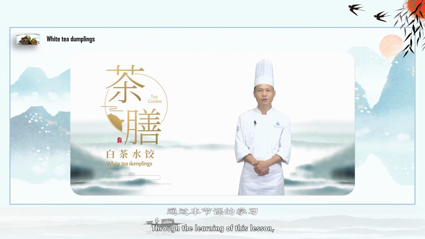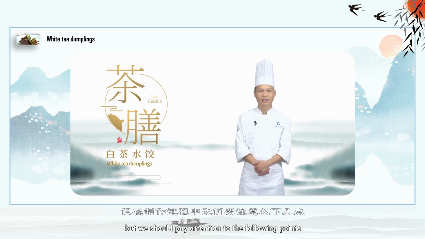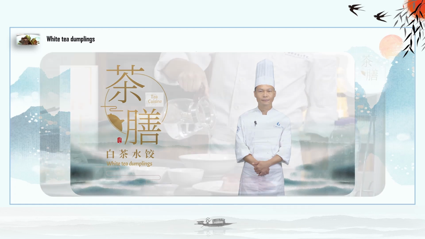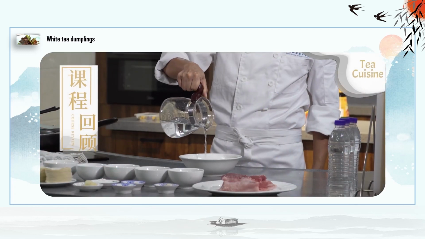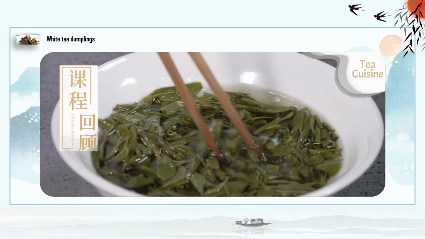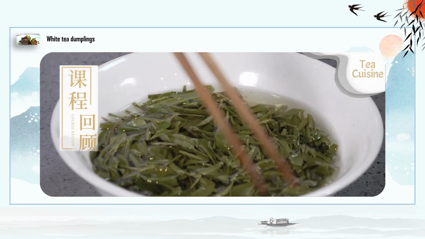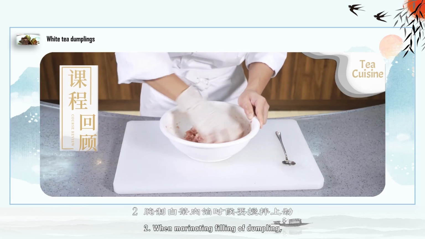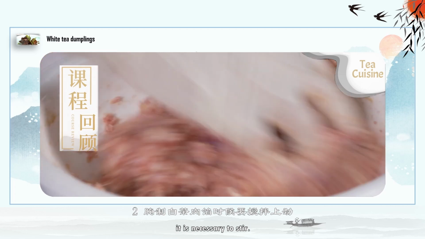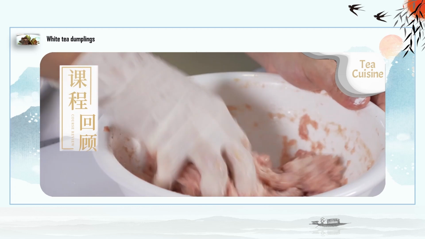Through the learning of this lesson, we have mastered the production method of white tea dumplings, but we should pay attention to the following points in the production process. Review. The water for moisturizing white tea can't be too hot, otherwise too much of the freshness substance dissolves in water. When marinating filling of dumpling, it is necessary to stir, and shouldn't be too dry.